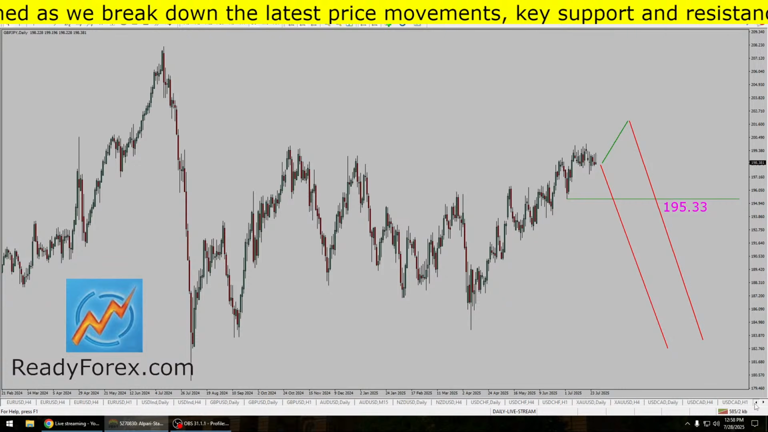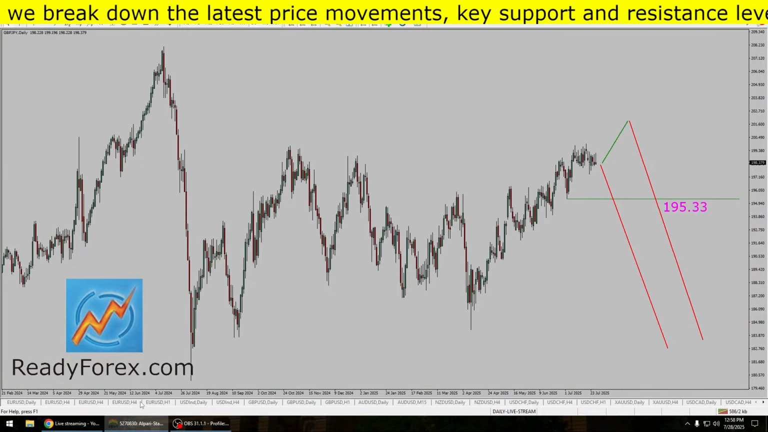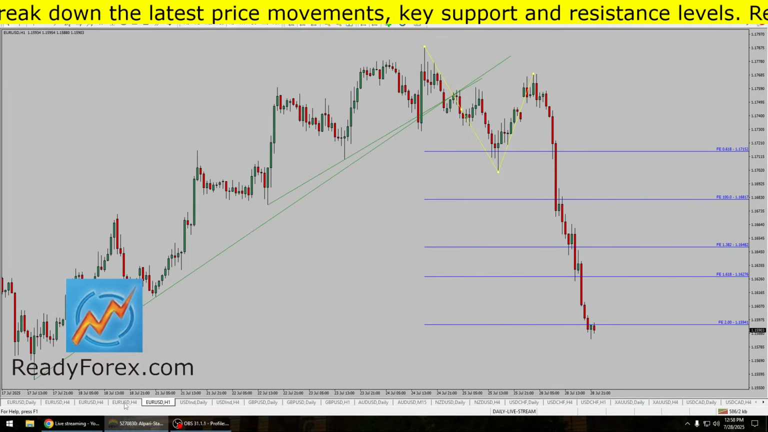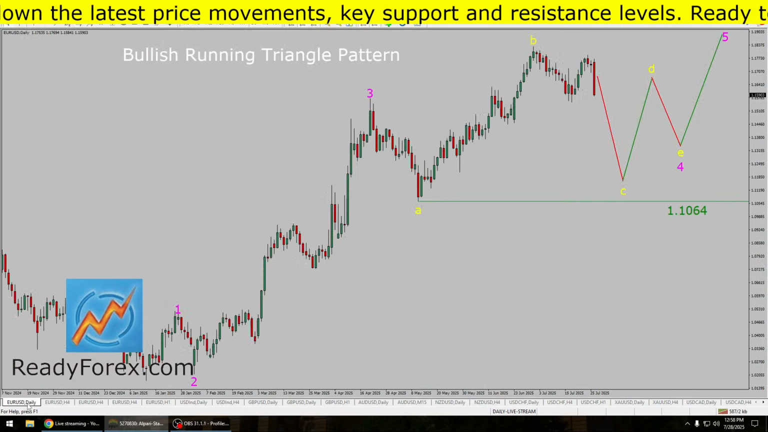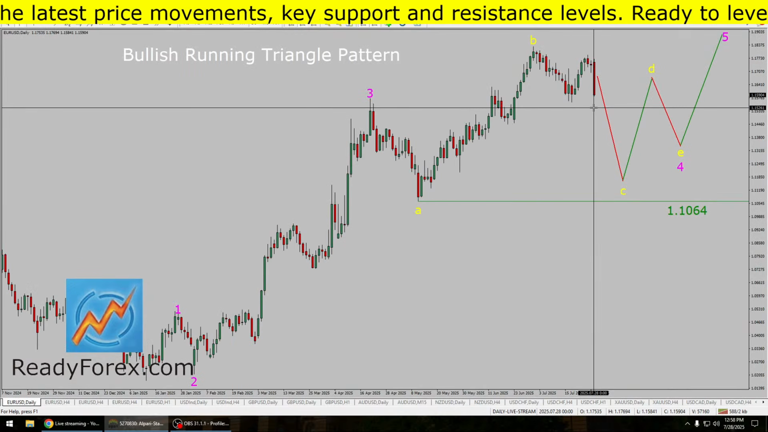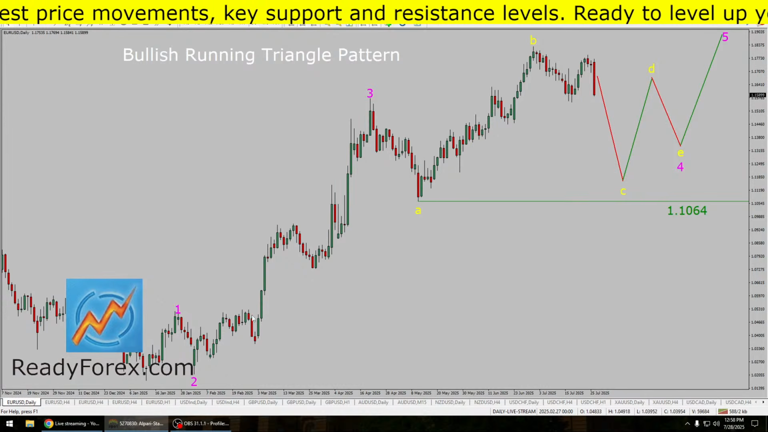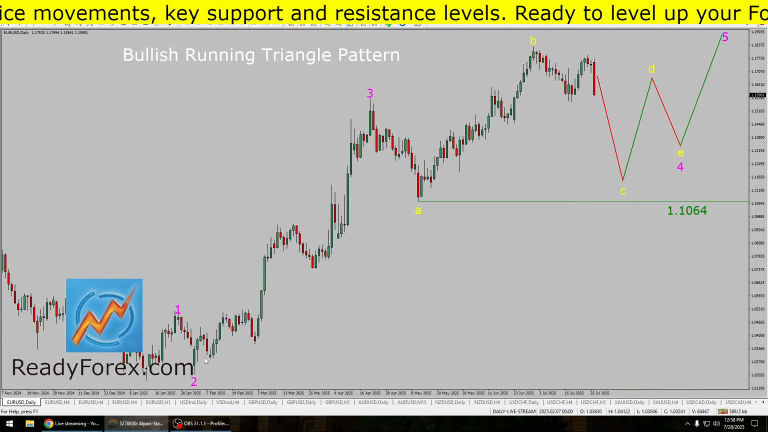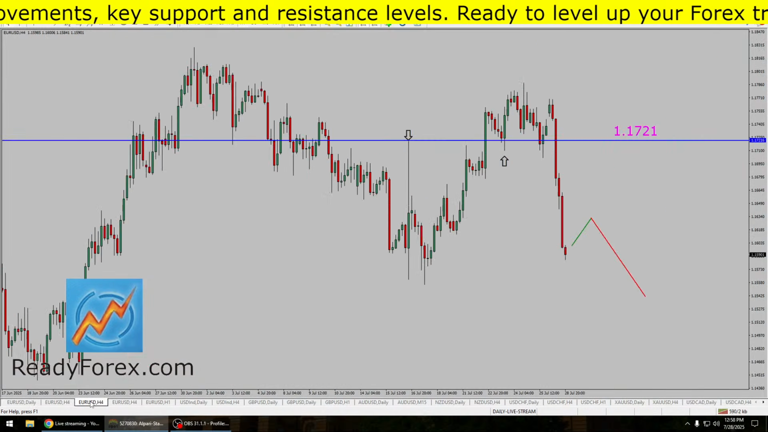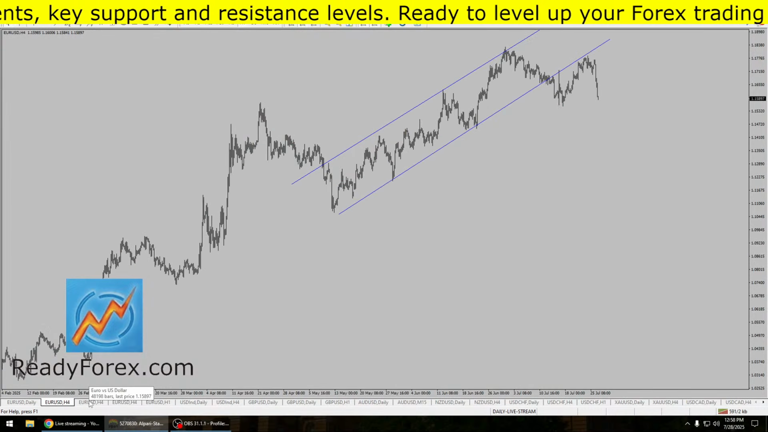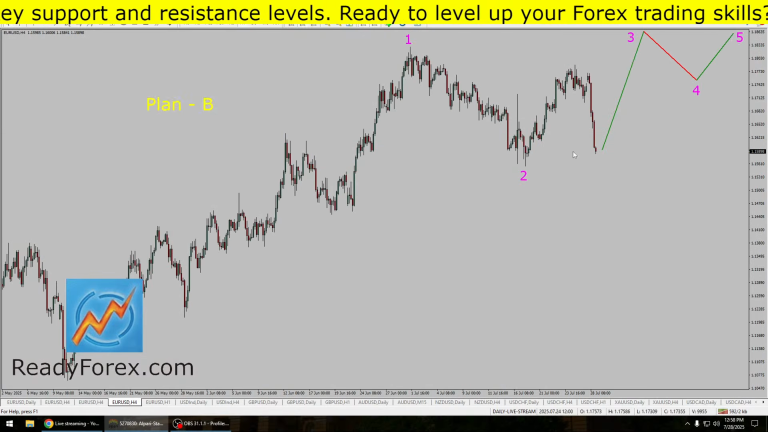Let me see, let's go back to the euro. Euro just keeps going down and down, and the way I see it, expect further price action. But I have also presented plan B regarding the euro. Where is plan B? This is plan B.